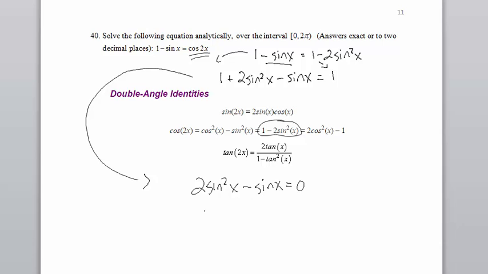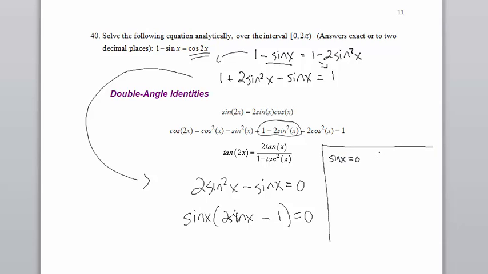So now I want to factor, so I can factor out a sine x. That gives me sine x times 2 sine x minus 1 equals 0. And now I know that I can set each of these factors to 0 and find solutions. Sine x equals 0, and 2 sine x minus 1 equals 0. Solve this for sine x, so I get sine x equals 1/2 and sine x equals 0.